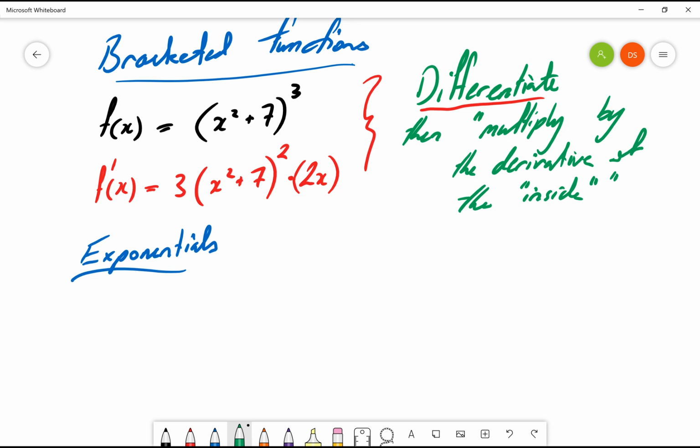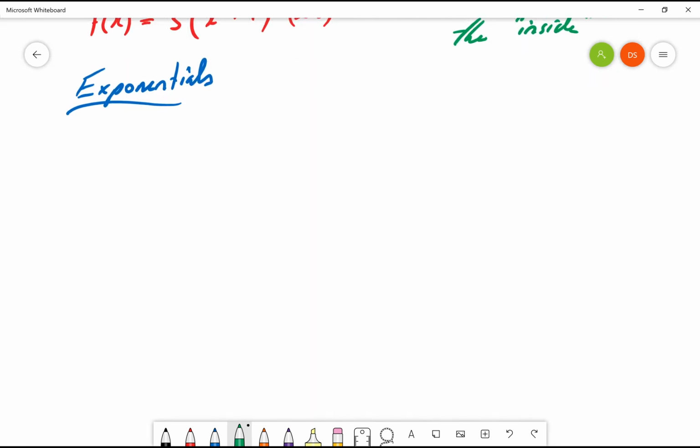Okay, polynomials, how do you differentiate? You multiply by the power and you take one off the power. Then you multiply by the derivative of the inside. Now let's see what the exponential situation is. It's going to be quite cool. So let's have a look.